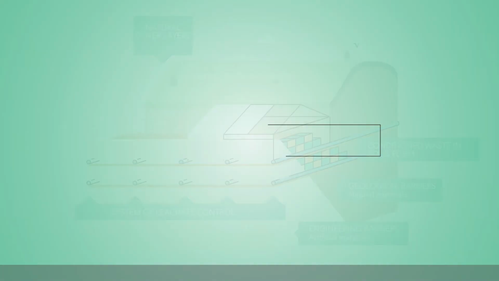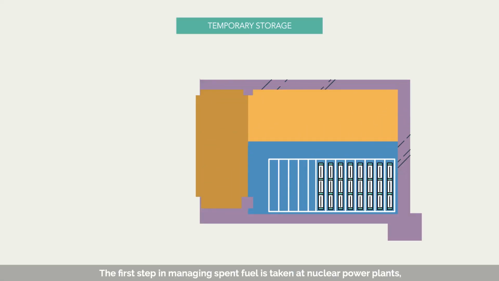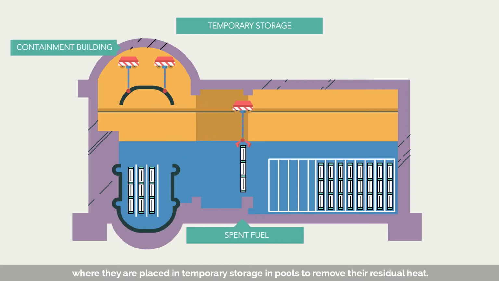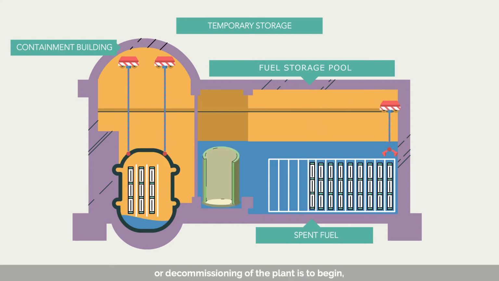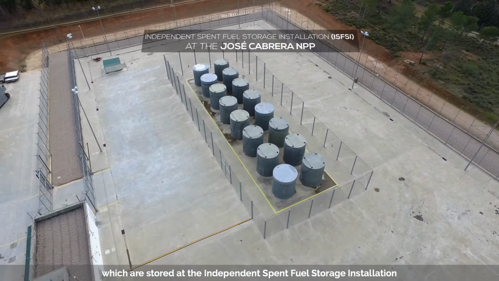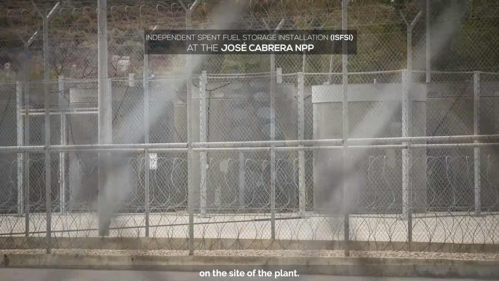Management of spent fuel and high-level waste. The first step in managing spent fuel is taken at nuclear power plants, where it is placed in temporary storage in pools to remove its residual heat. When pools reach their capacity or decommissioning of the plant is to begin, the spent fuel is transferred to special casks, metal or concrete, which are stored at the independent spent fuel storage installation on the site of the plant.